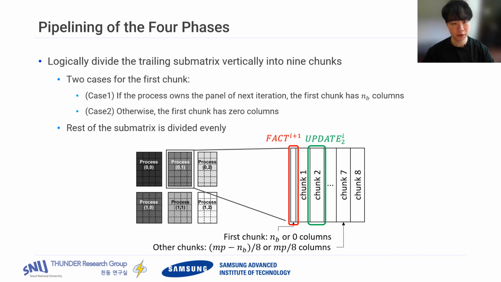For example, even though the update phase is not completely finished, the fact phase on the next panel can start early if the corresponding part of the submatrix is updated. Furthermore, by dividing the submatrix into chunks, we can overlap the execution of the swap phase with the other phases. The update phase can start updating a chunk as soon as the swap phase of that chunk is finished.